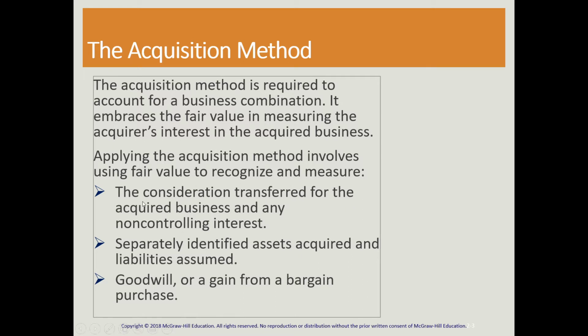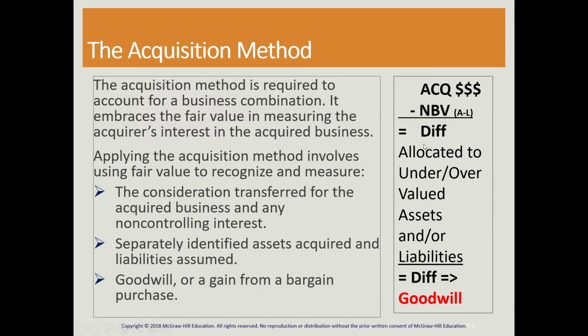In later chapters, we're going to be introduced to non-controlling interest, as if we own less than 100%. So we will also have to determine the fair value of the non-controlling interest. We need to identify any differences in fair market value versus book value of assets and liabilities of the company that's been acquired. And this may result in goodwill or a gain from a bargain purchase, which we'll be looking at later on.